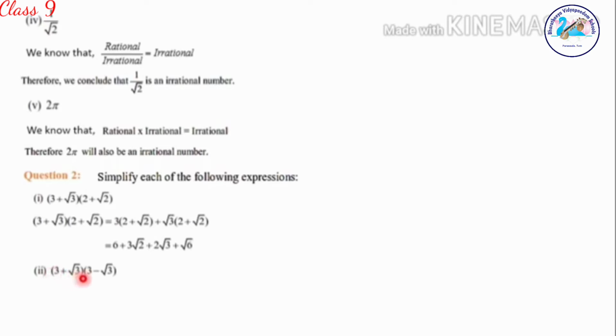Next one is 3 plus root 3 into 3 minus root 3. This is in the form a plus b into a minus b. We have studied the formula. a plus b into a minus b is equal to a square minus b square. Means here a is 3, that is 3 square, minus b is root 3, so root 3 the whole square. So 3 square is 9, root 3 the whole square is 3. So 9 minus 3 is equal to 6. So 6 is the answer.